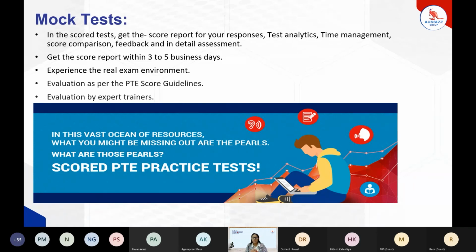A mock test is going to help you in terms of your responses. You are going to get the feedback for your responses. Apart from that, you are going to get the test analysis, including time management: how much time you gave to a particular question and what the idle time was. That is also highlighted, and it is one of the most important parameters.